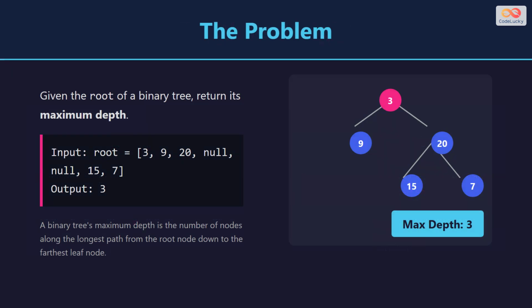Here is our objective. We are given the root of a binary tree, and we need to return its maximum depth. In the example shown here, the longest path goes from the root node 3 to 20, and then to either 15 or 7. That path has 3 nodes, so the depth is 3.